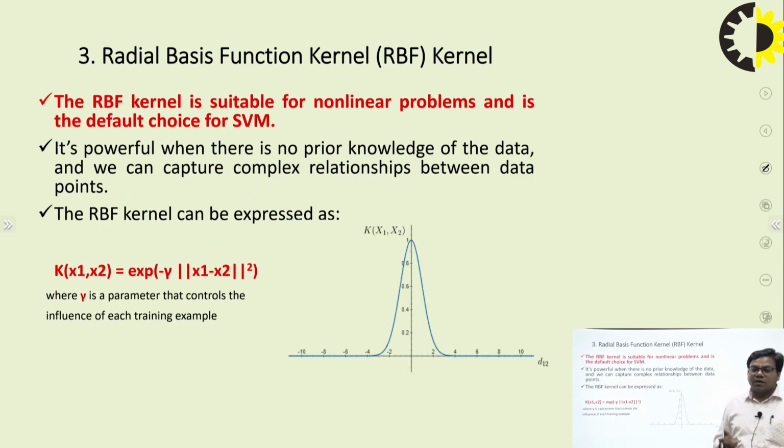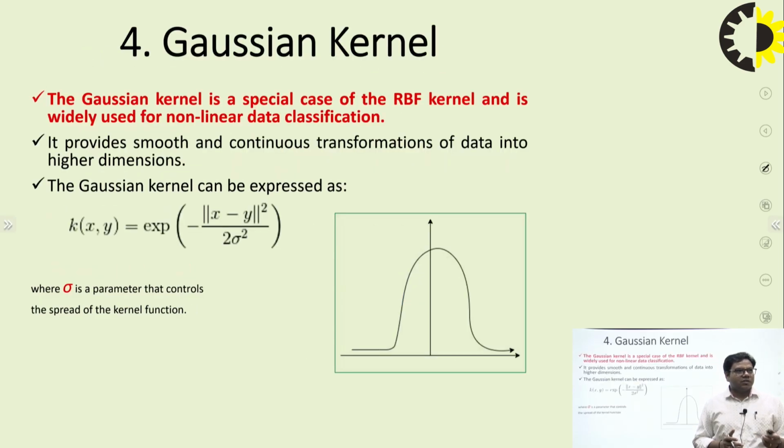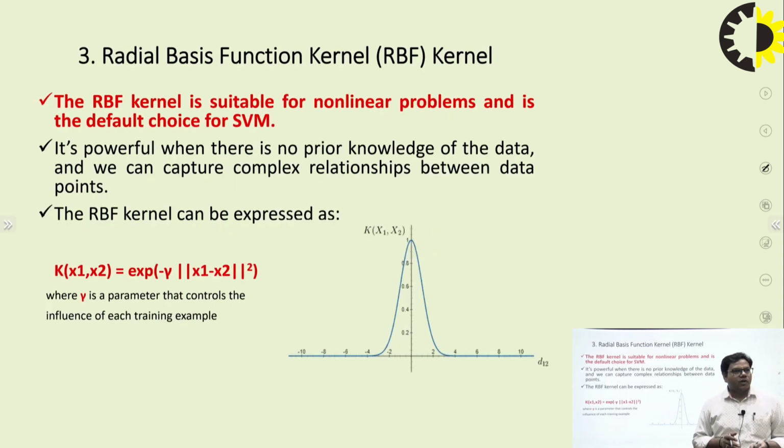Third is RBF. Again, as I was discussing, if you do not have a clear-cut idea, you are not able to find the relationship between the data points, if you are not able to find out which kernel must be good for your problem, if you do not have a clear-cut idea about the non-linearity of your data, then you can use the RBF and the Gaussian. RBF and the Gaussian are almost the same thing, because the Gaussian kernel is a special case of the RBF. It is written here as well. So whenever you do not have a good idea, you can use the RBF.